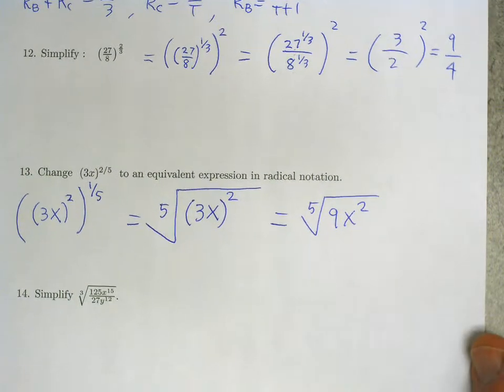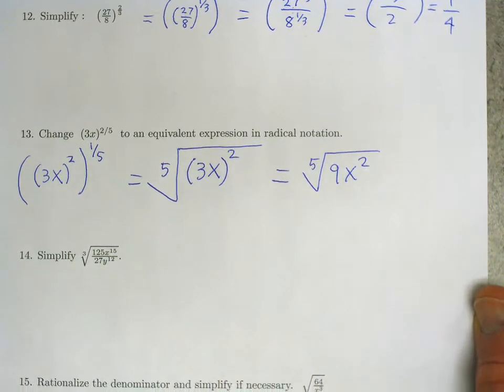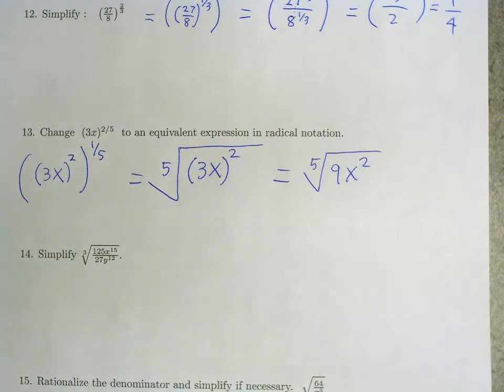Okay, the next problem, simplify the cubed root of 125x to the 15th over 27y to the 12th. Okay, this works out pretty nicely. 125 is a perfect cube because 5 to the 3rd is 125. X to the 15th is a perfect cube because the exponent 15 is a multiple of 3. 3 times 5 is 15. And also in the denominator inside the radical with index 3, 27 is a perfect cube, and so is y to the 12th, because 12 is a multiple of 3.